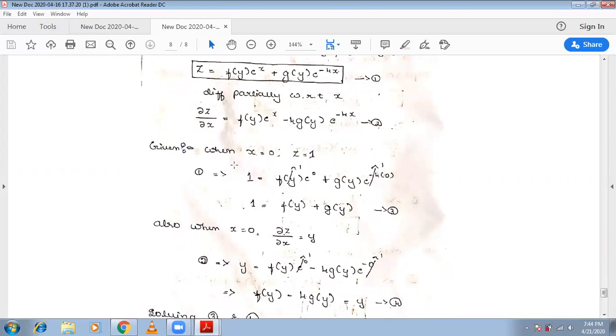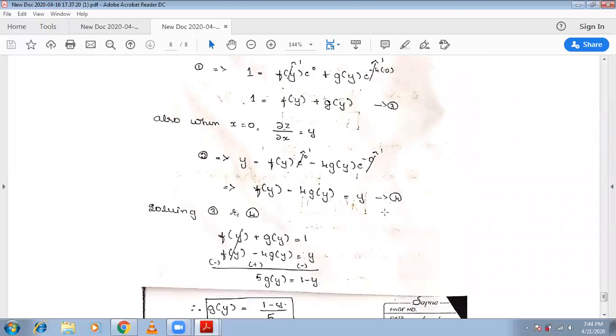Apply the initial conditions for equation 1. x = 0 and z = 1. We get 1 = f(y) + g(y), because e^0 value is 1. f(y) + g(y) = 1. Call it equation 3. Next condition is x = 0, ∂z/∂x = y. In place of ∂z/∂x put y, and in place of x put 0. Equation 2 becomes f(y) − 4 g(y) = y. Call it equation 4.